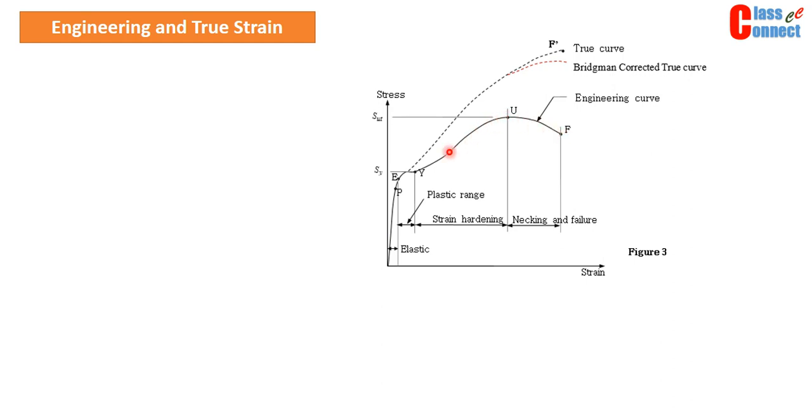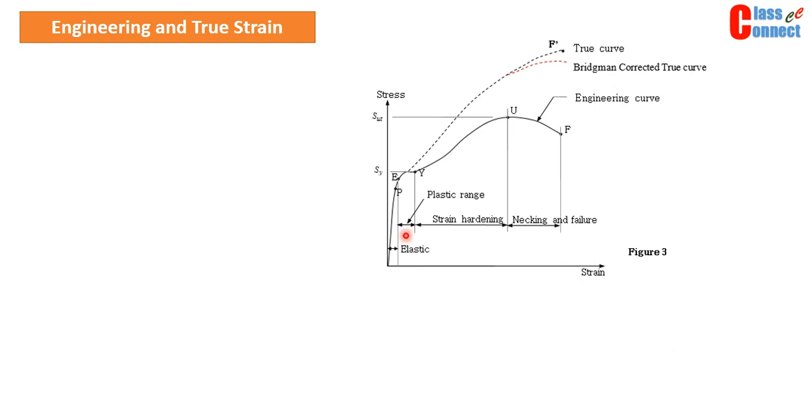And while drawing this stress strain curve, we divide the load by the original area of the specimen, so that is why it is called engineering stress, and we take into account the original length of the specimen to find the strain. So that is the basic method of calculating engineering stress and engineering strain.